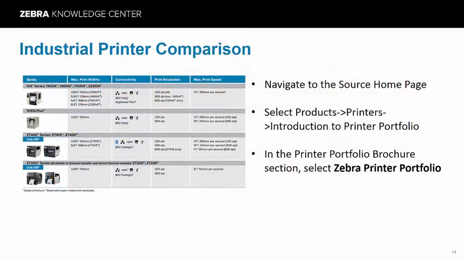As you are learning about the industrial printer line, one of the most helpful documents available on the source is the Zebra Printer Portfolio Guide. This document covers our entire printer portfolio, and it's highly recommended that you bookmark this document or download it for your files. It compares each of the models in each printer family and highlights differences in some of the most important features like print speed, resolution, connectivity, print width, and which models are Link-OS enabled.